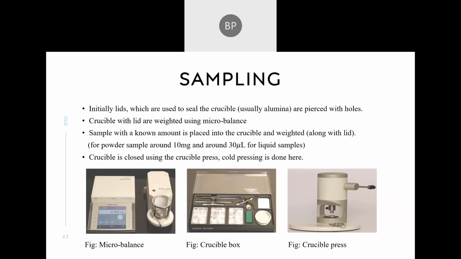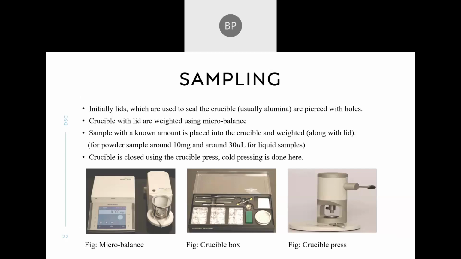This is to identify, as I mentioned earlier, the sample crucible and the reference crucible. To identify them, we would pierce one crucible with one hole and the other with two holes, so that we can easily identify which one is the reference and which one is the sample. Now, both the lid and the crucible are weighed in the microbalance, and whatever values the microbalance gives are noted down.